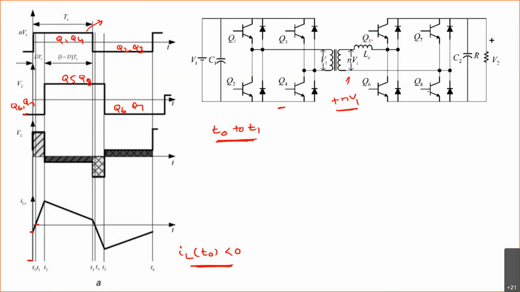During this period, nV1 is positive and V2 is negative. So here nV1 is positive and this V2 is negative.